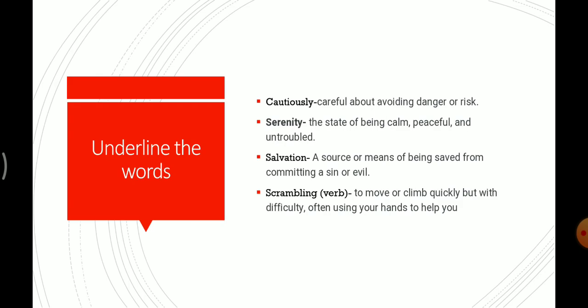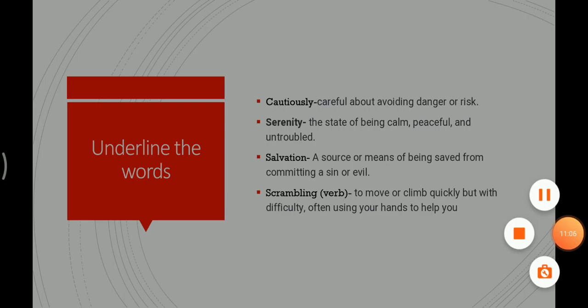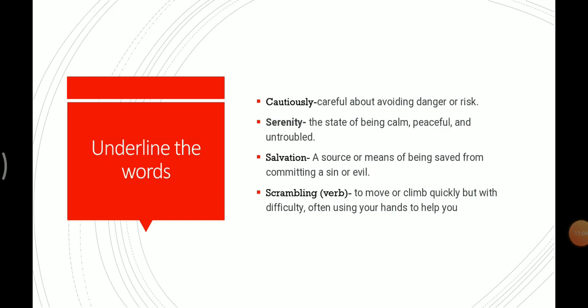Now underline the word cautiously, which means careful about avoiding danger or risk. Serenity, the state of being calm, peaceful, and untroubled. Salvation, a source or means of being saved from committing a sin or evil. And scrambling, which is a verb, means to move or climb quickly but with difficulty, often using your hands to help you. Now, next para.